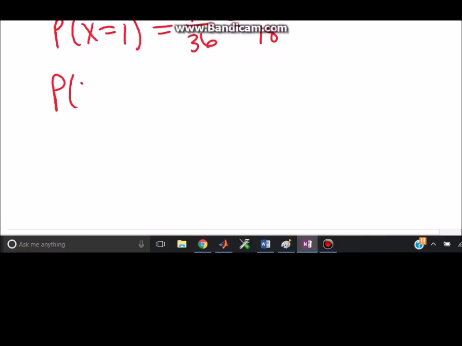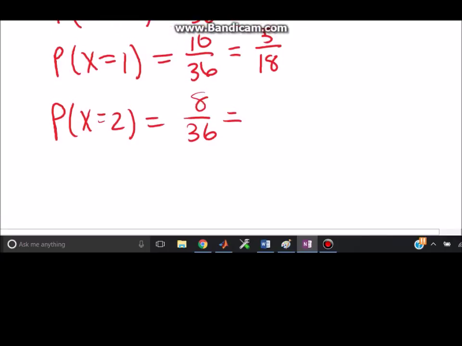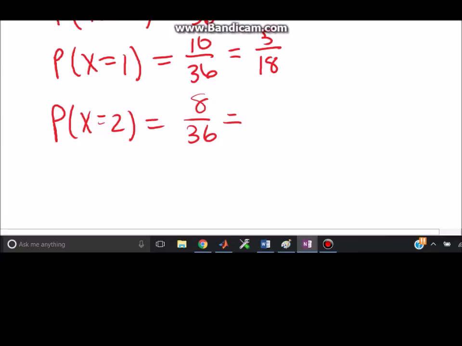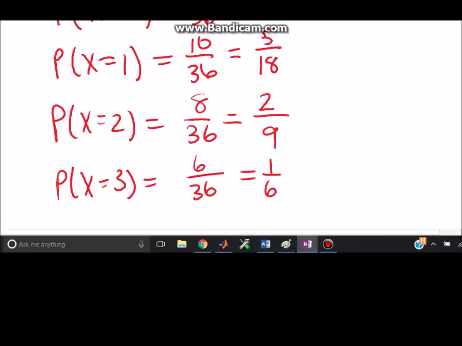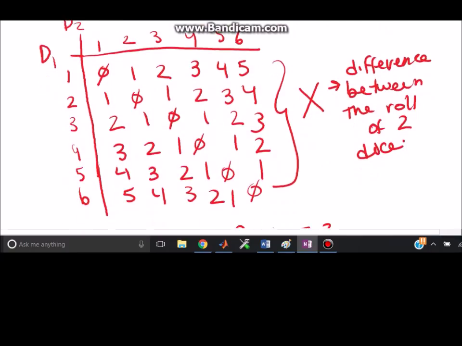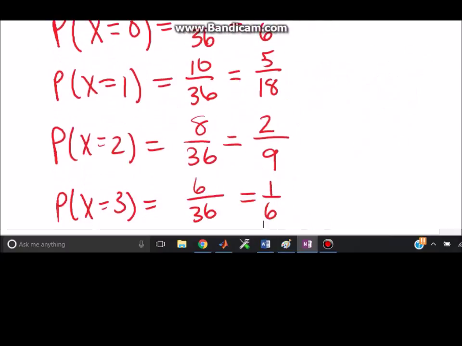The probability that x is equal to 2 is 8 over 36, which is equal to what? Simplifying that is 2 over 9. And then there were 6 of those, right? It's also equal to 1 over 6. And then I think there's 4 4s and 2 5s.